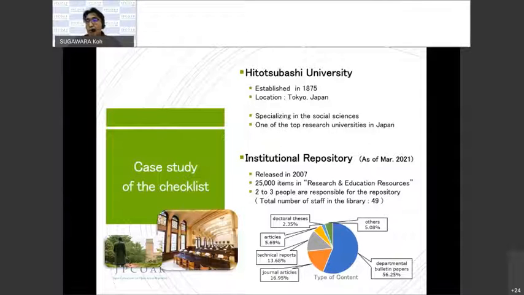Our repository was opened to the public in 2007. Currently, the repository contains around 25,000 research outputs. According to the pie chart below, the publication of university bulletins accounts for more than half of the total. And there are nearly 50 staff members in total in our library, and 2 or 3 of whom, including me, are in charge of the repository.